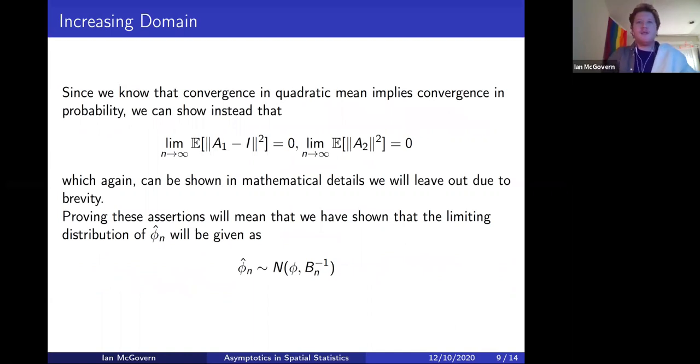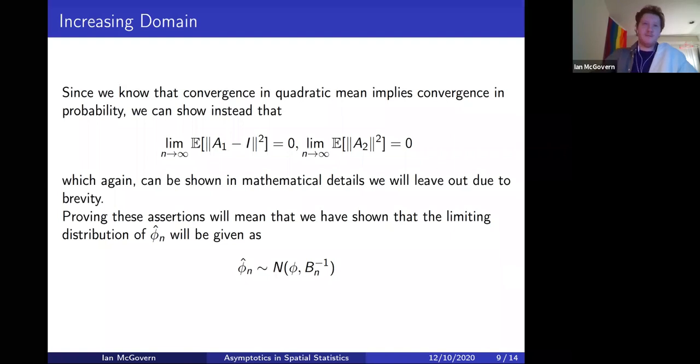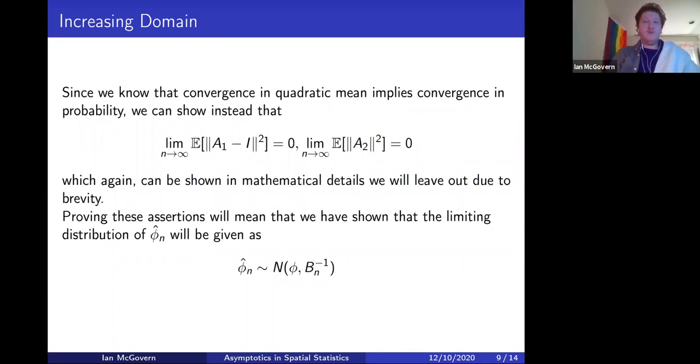Cool. In this case, convergence in quadratic mean implies convergence in probability. So we end up just proving that it converges in quadratic mean, and this can be proven. I left out the mathematical details just because it would take too long. This confirms that our parameter vector is normal with the inverse of the information matrix as its covariance. Next slide, please.